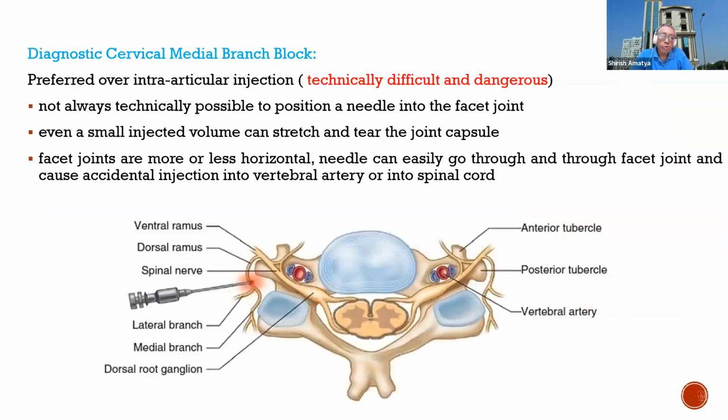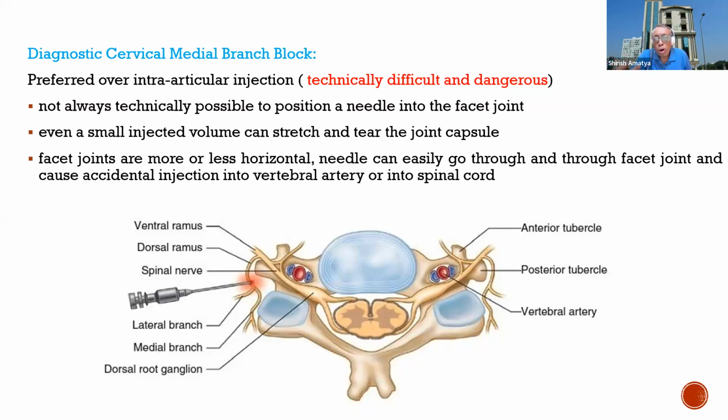In cervical facet joint syndrome, we usually don't go for intra-articular injection like in the lumbar area. In the lumbar area, for facet joint pain, we can give intra-articular injection. But in the thoracic region as well as in the cervical region, we usually block the medial branch which supplies the facet. Another reason for not going for intra-articular injection in the facet joint is that, one, it is technically difficult, and second, it is dangerous also.